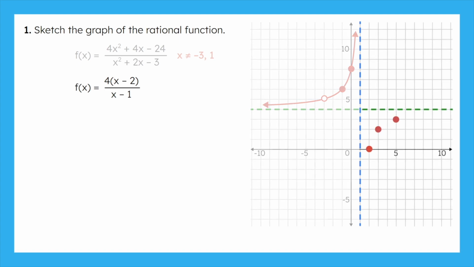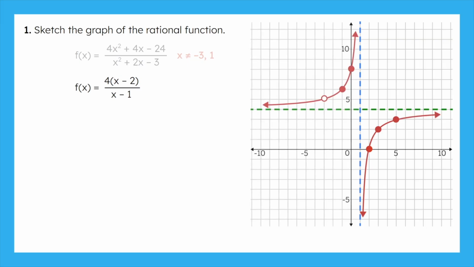Now to sketch the graph where x is greater than 1. As x approaches the vertical asymptote, y values decrease, so we sketch a curve through the points, moving toward negative infinity. And as x approaches positive infinity, y approaches 4. Nice work putting everything we've learned together.